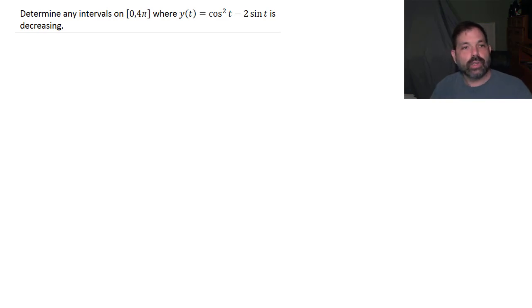All right, here's another example. Determine any intervals on 0 to 4 pi where y of t is cosine squared t minus 2 sine t is decreasing. Now would be a great time to pause. Try this one out on your own.